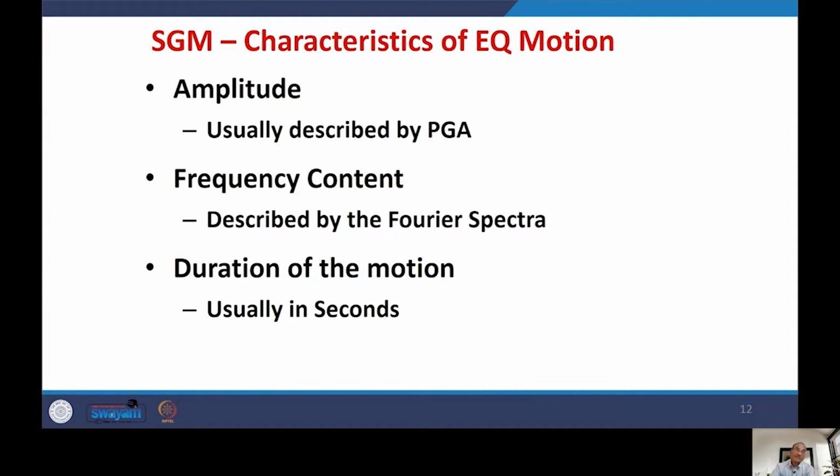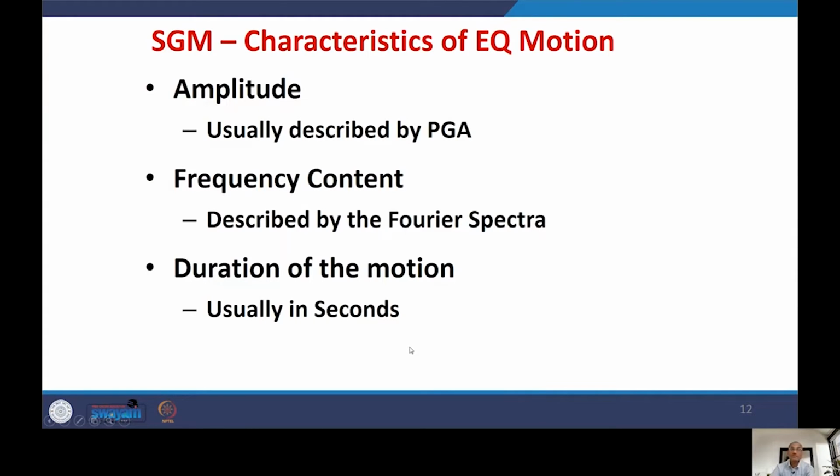Then frequency content of the motion is normally described by the Fourier spectra, and duration of the motions is usually in seconds. Naturally, the higher the amplitude, the higher the expected PGA, and the higher the magnitude. If the predominant frequency of your strong ground motion is very close to the natural frequency of your building or structure, then damage will be higher. Then you have duration of the motion. The higher the duration, naturally the higher the expected damage.